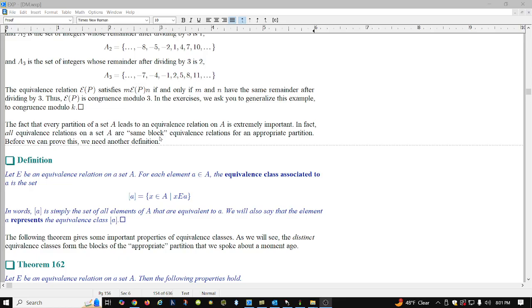And before I show you what the partition is, we need another definition. Let E be an equivalence relation on a set A. For each element little a in capital A, that would be the underlying set, the equivalence class associated to little a is the set of all elements in the underlying set that are equivalent to a. And I'm going to also say that a generates this equivalence class or represents this equivalence class.